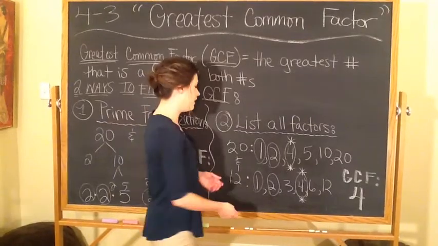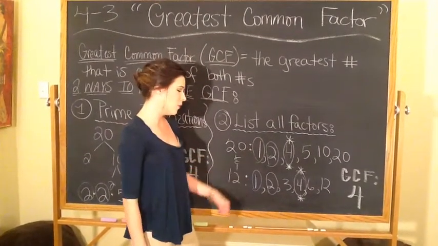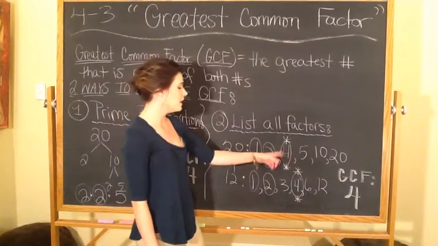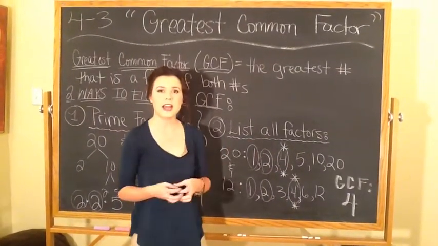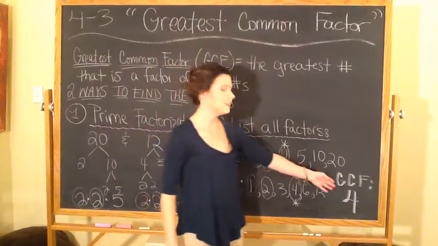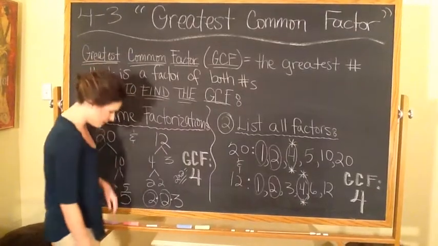Then I circled all of the factors that both of them have in common. They both have a 1, they both have a 2, and they both have a 4. So this shows us that the greatest number that they have in common is 4. So 4 is the GCF of those numbers. Now let's go ahead and do some examples with this.